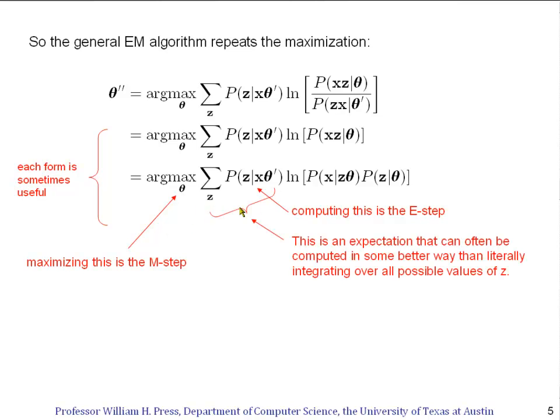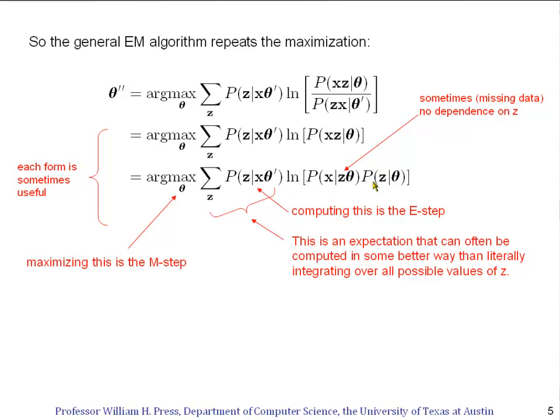Now, it looks like this is a difficult operation because, after all, this is some kind of big sum or big integral over a probability. And a lot of the power of EM methods come from the fact that there's sometimes, for particular problems, not in general, a tricky way of doing this expectation that's better than literally trying to integrate over all of the possibilities of z. So that's something to keep in mind.